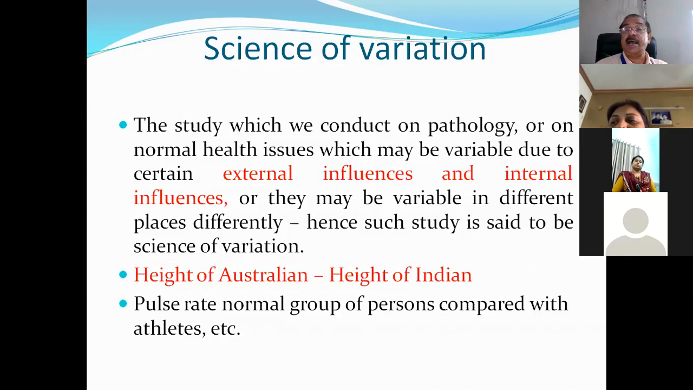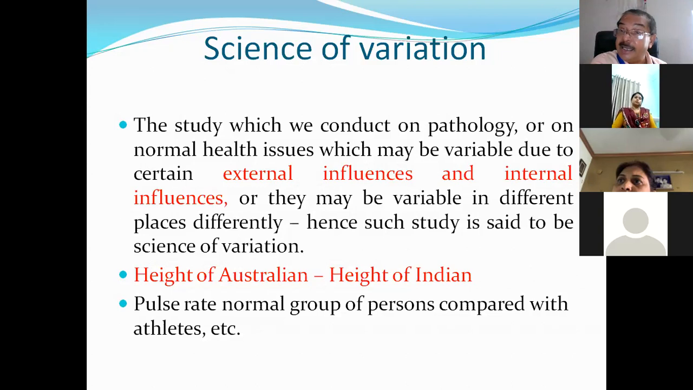So such variations, and accordingly, I have written here, the study which we conduct on pathology or on normal health issues, which may be variable due to certain external influence and internal influence. So what is external influence and internal? Internal, you know, is the genotype, and external, you know, is the environmental factor as well as phenotype, likewise. Or they may be variable in different cases differently. Now you can be astonished, how can it be variable? But yes, it is variable. Such study is said to be science of variation, like height.